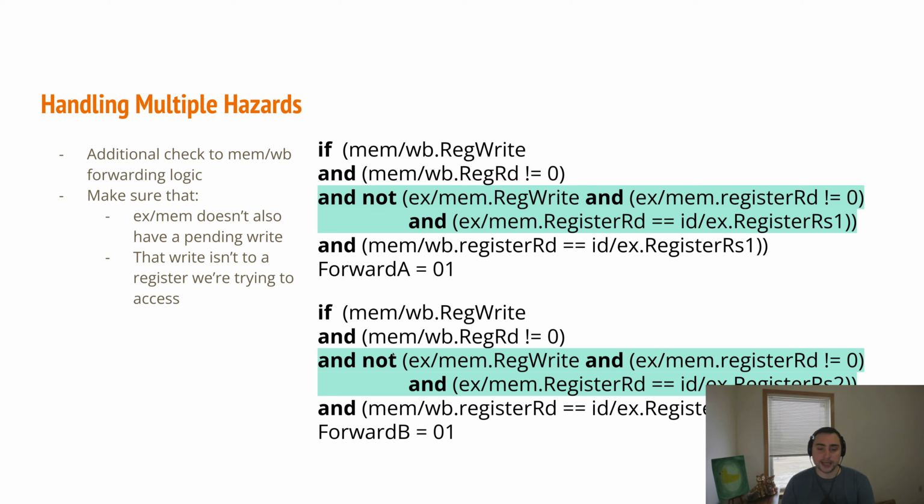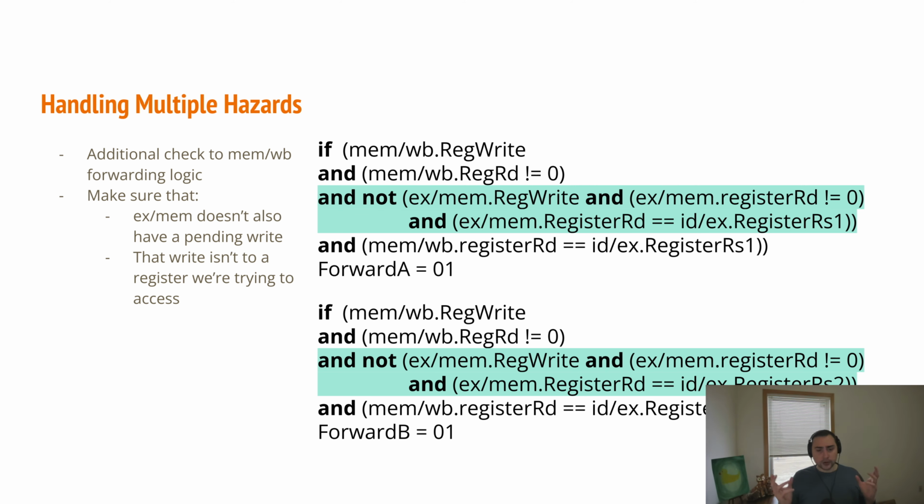So we just added this extra piece of logic to both of these, both for our RS1 and RS2 case, to make sure that we're always forwarding the most recent value, being the one from an earlier pipeline stage. So that's always being given priority here.